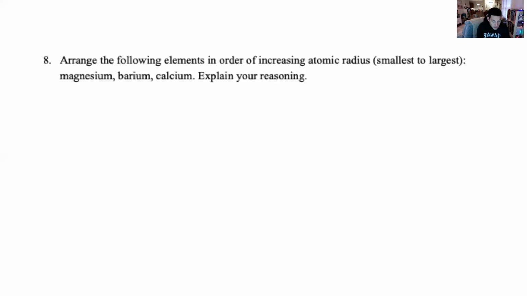So of those three choices, magnesium will be the smallest, then calcium, and barium will be the biggest, right? Magnesium's the smallest because it has the least number of energy levels at 3, and barium is the largest because it has the most energy levels at 6.